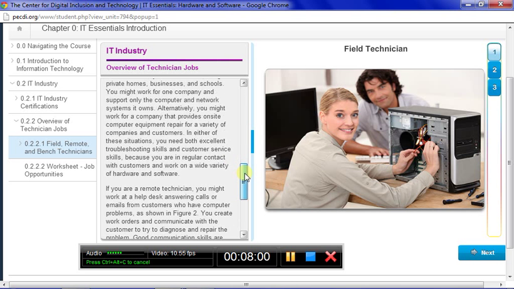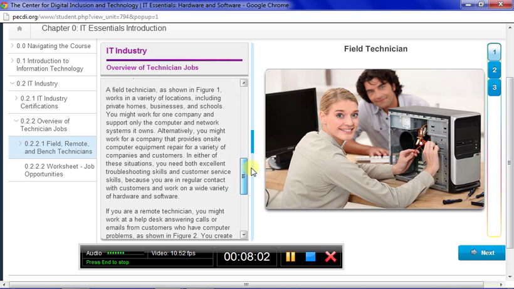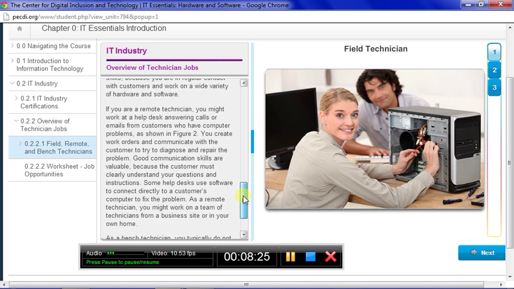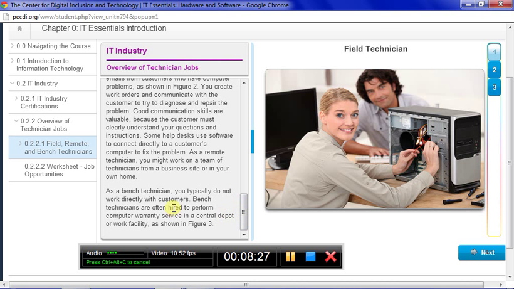So, a field technician is someone who you could work in a location, and you might travel to someone's home, businesses, or schools, and usually you're tech support. A remote technician is someone who's going to be help desk, answering calls or emails or doing instant messaging to help people solve their computer issues. And then the last part is the bench technician.